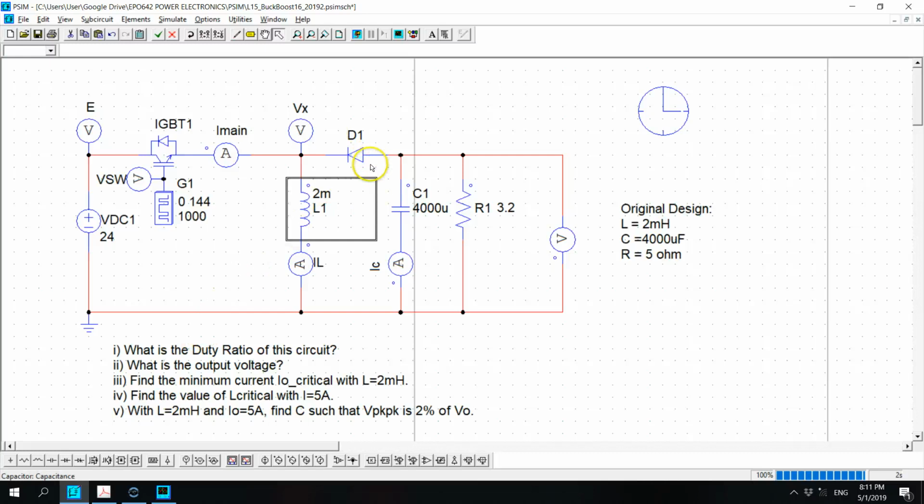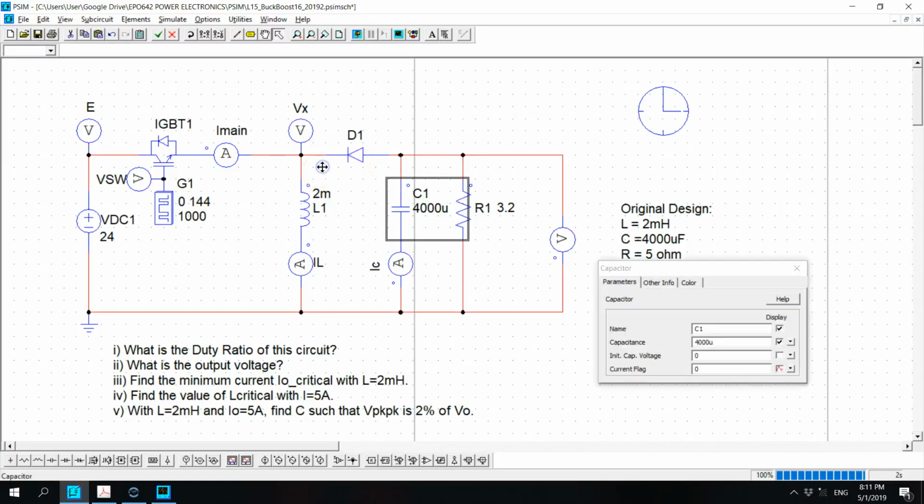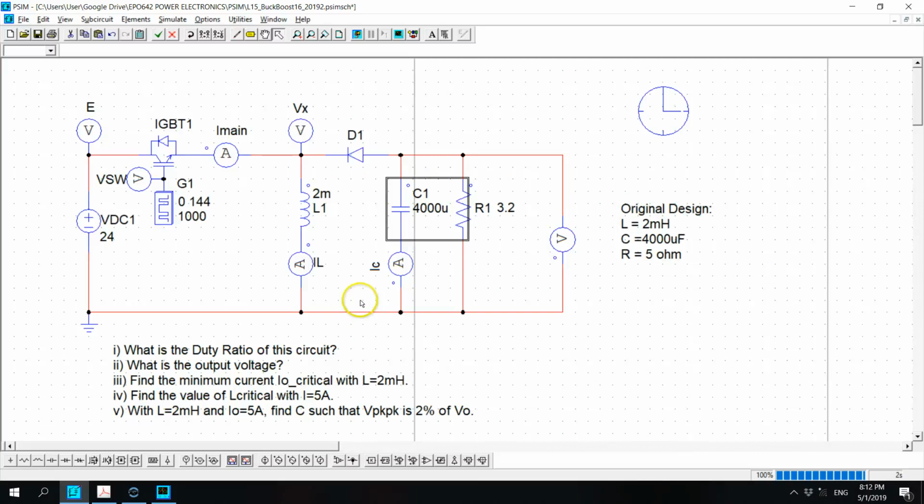Now we maintain the output current of 5 ampere. Find C, we need to find the value of the capacitor such that the peak to peak delta V naught is 2% of V out. 2% of 16 volt, that will be 3.2, isn't it? Yeah, 3.2 volt. So we have 16, no, 0.02, just 2%. No, it's 0.32 volt.